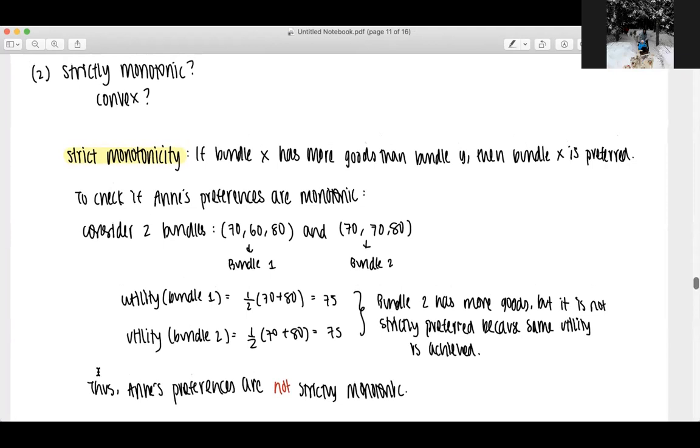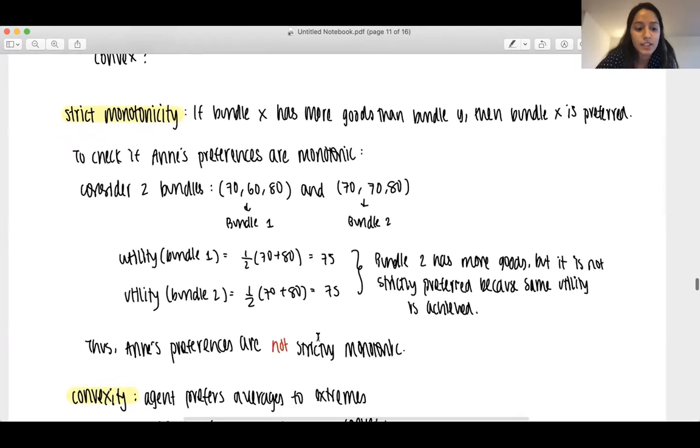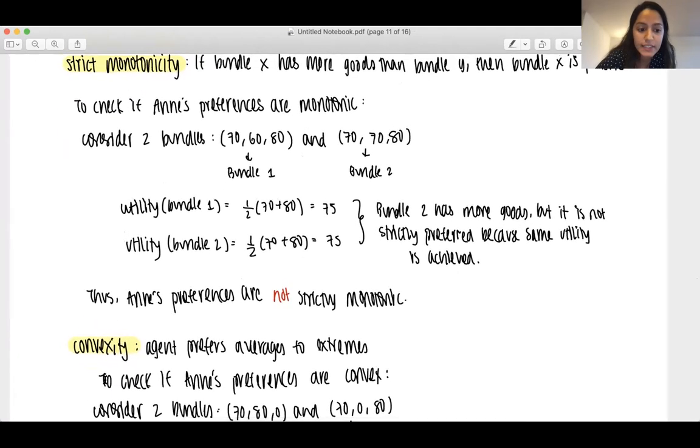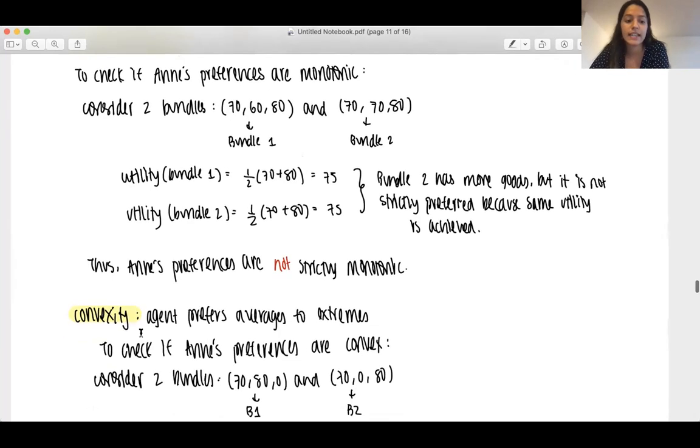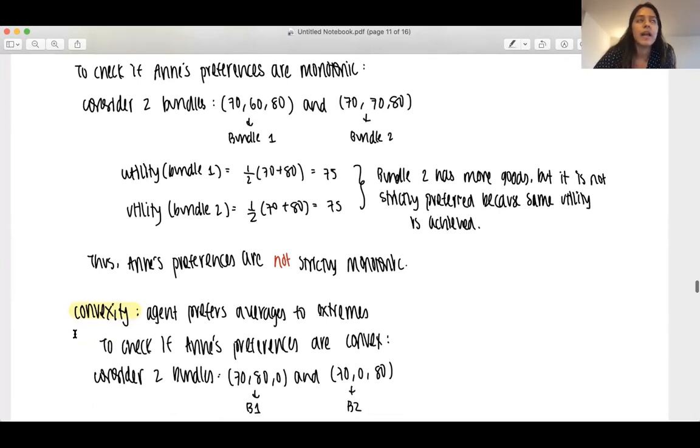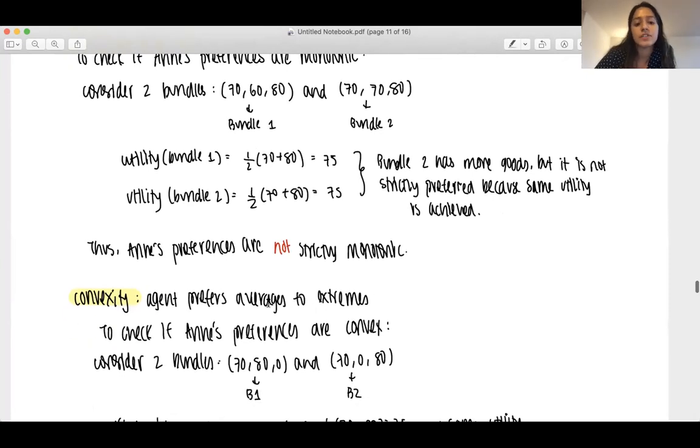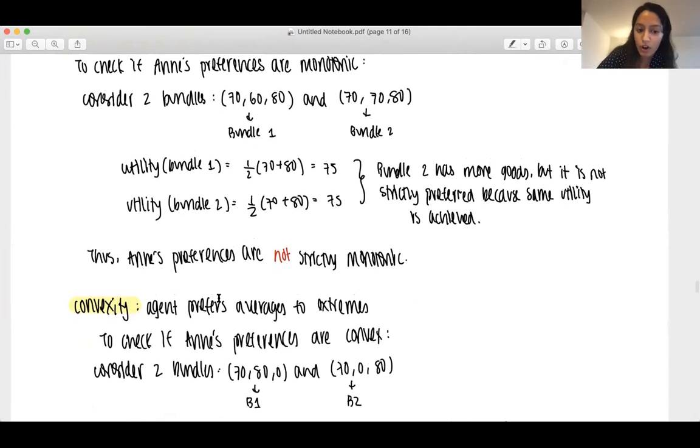Okay, sounds good. So the second part asks us to see if her preferences are convex. What convexity means is that an agent, in this case Anne, would prefer averages over extremes. Last year when I looked at this question, I was a little bit confused about what kind of average they were talking about, but now it's pretty straightforward. So I'm just going to explain how I did it, what my thinking was.